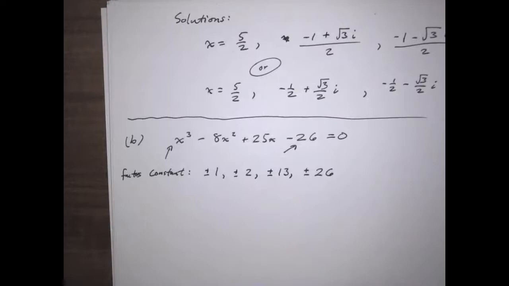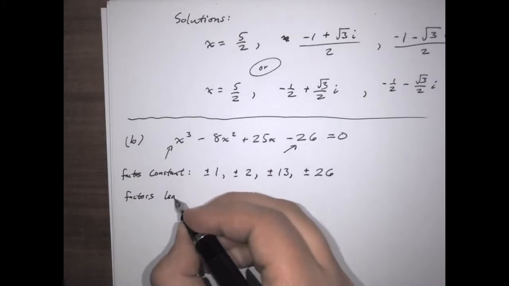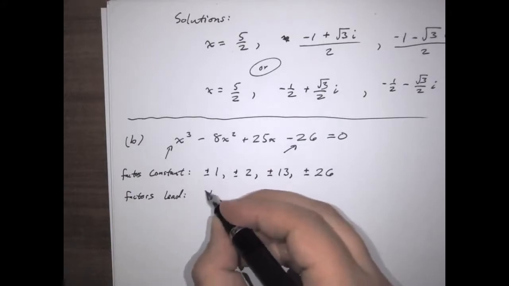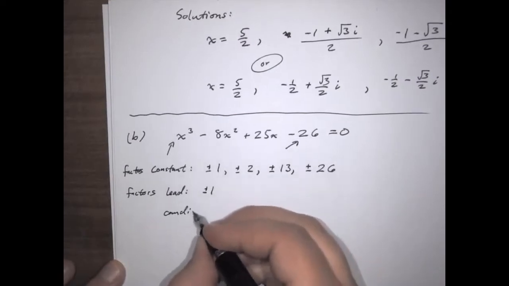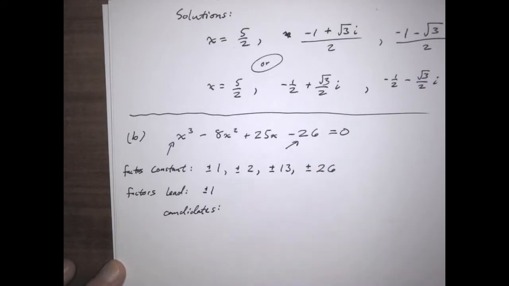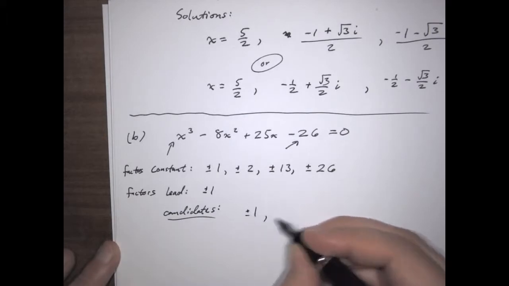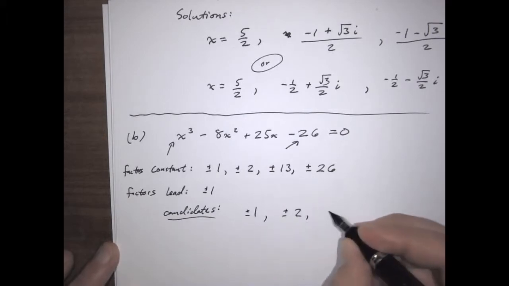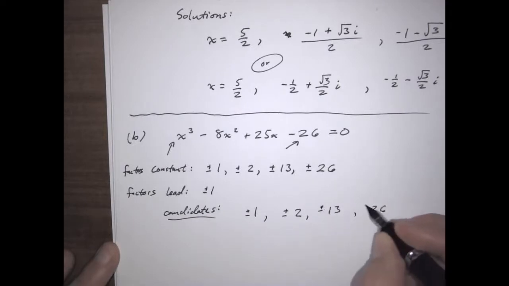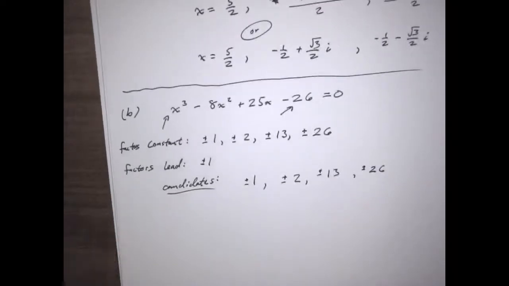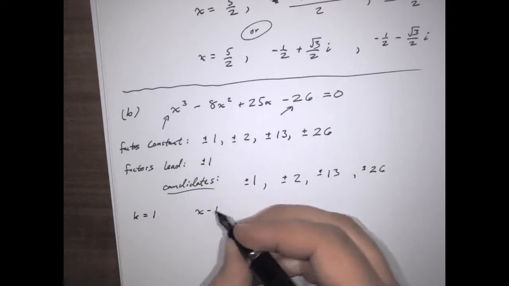As for the factors of the leading coefficient, it's just going to be plus or minus 1. So then our candidates are plus or minus 1, plus or minus 2, plus or minus 13, and plus or minus 26. Start with what's easy. So k = 1, meaning a factor of x - 1.